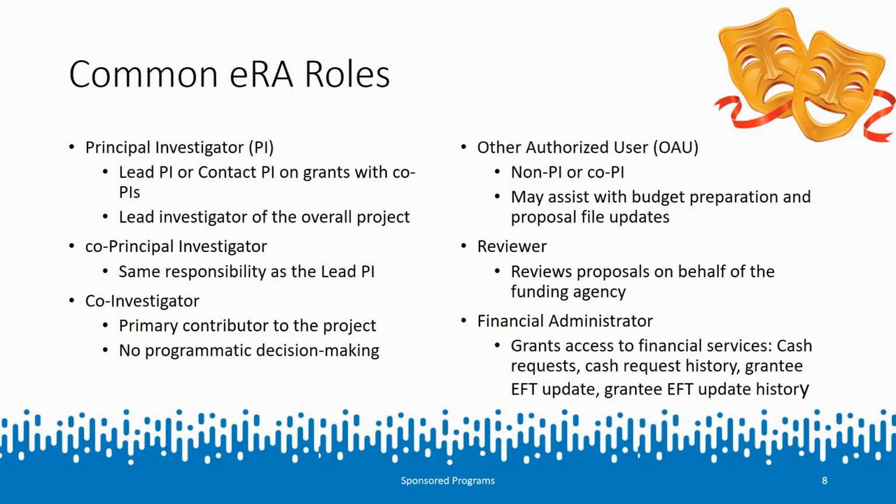And then some of them have this other authorized user. This is not a PI or a co-PI. They're not an investigator, but they might assist with budget preparation or proposal file updates. So that could be a staff person or a postdoc or somebody who's helping out with the grant, but they're not on it. You've got the reviewer. Those are people who review proposals on behalf of the funding agency. So that would be directly in something like ERA Commons if somebody's serving as a reviewer. Financial administrator gives access to financial services. So these people can see cash request history, etc. So if you're using one of those systems at another sponsor where you're doing your award management, that's when you would see that.